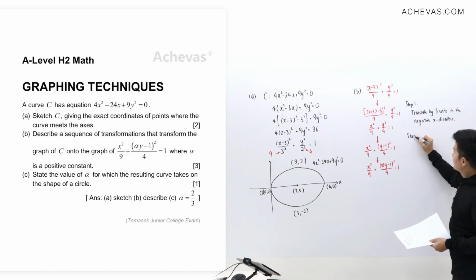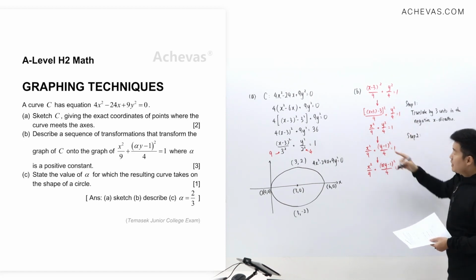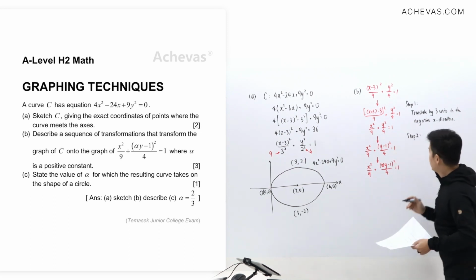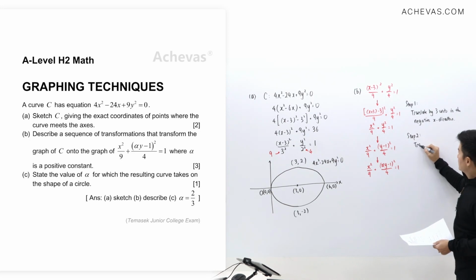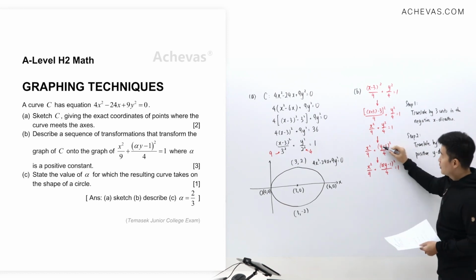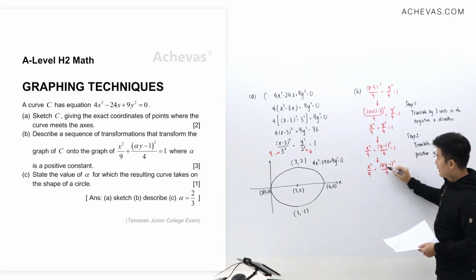So the second transformation that I'm going to be doing will be, since we replace this y by y minus 1, a translation of 1 unit in the positive y direction. So translate by 1 unit in the positive y direction. Okay, then we will be replacing finally y by alpha y.